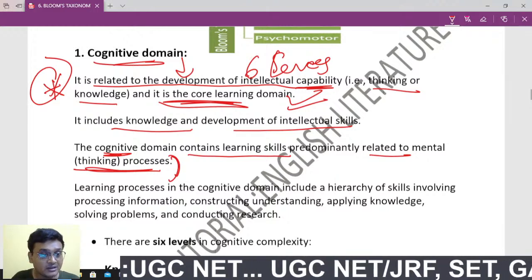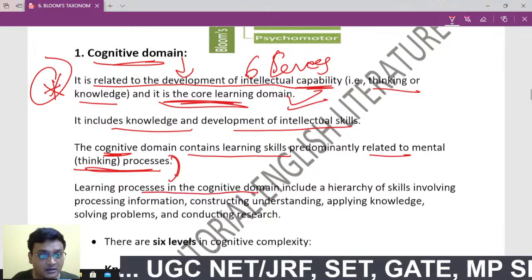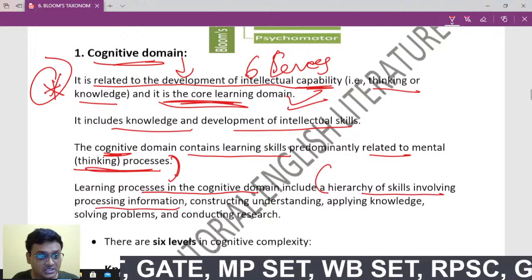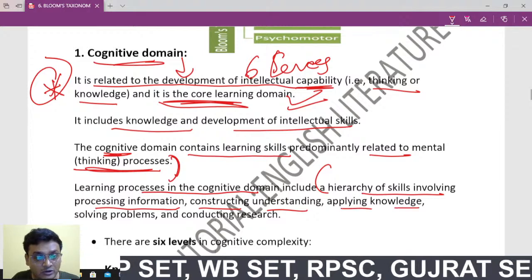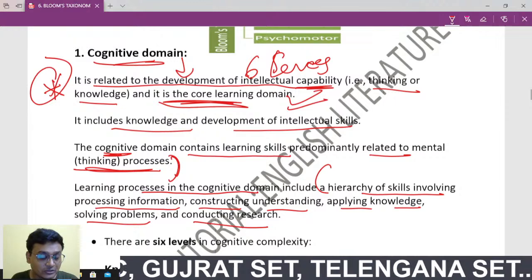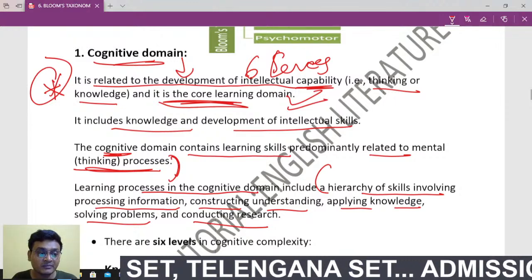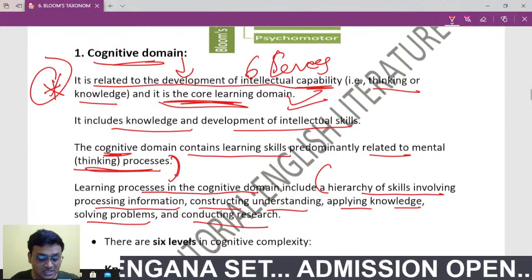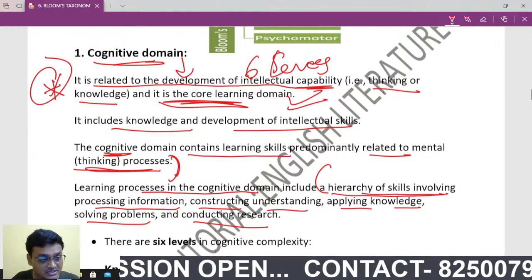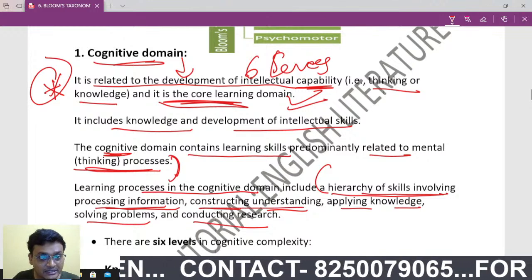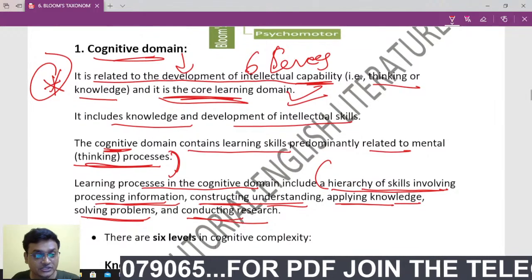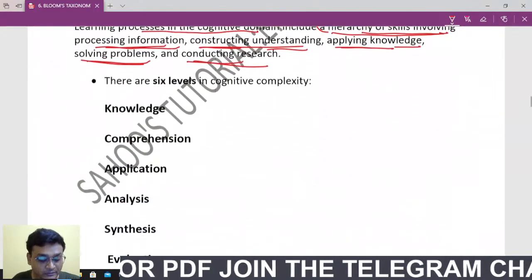That is cognitive domain. Learning processes in the cognitive domain include a hierarchy of skills involving processing information, constructing understanding, applying knowledge, solving problems and conducting research. So how does the learning process happen in the cognitive domain? Through such stages. There are 6 levels in cognitive complexity.